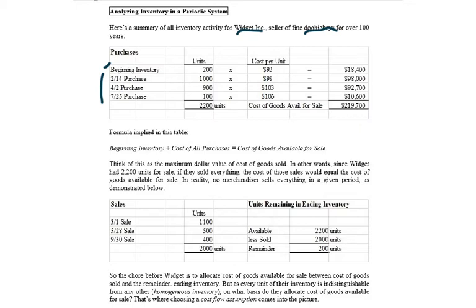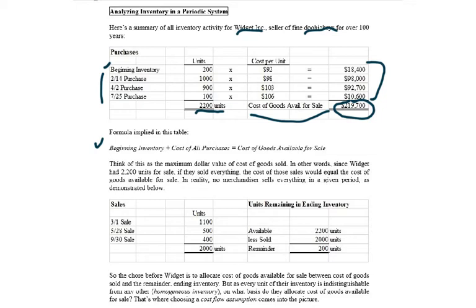So as a consequence of this data, what do we get? What are our key pieces here? The fact that we had 2,200 units on hand, and if we total all of these purchases, including beginning inventory, we get this figure right here: 219.7. I will defer to the formula down there, which is if we take beginning inventory plus cost of all of our purchases, we get something called cost of goods available for sale.